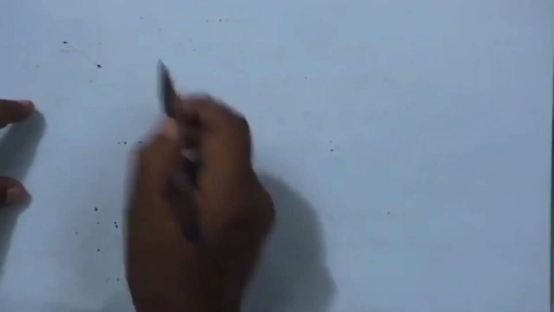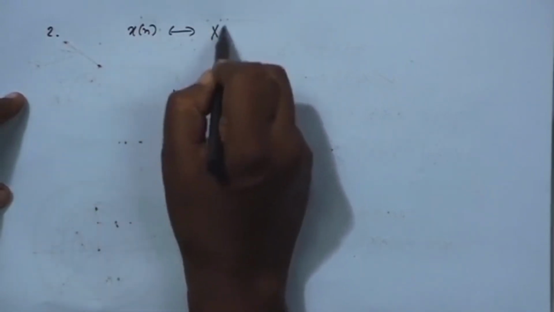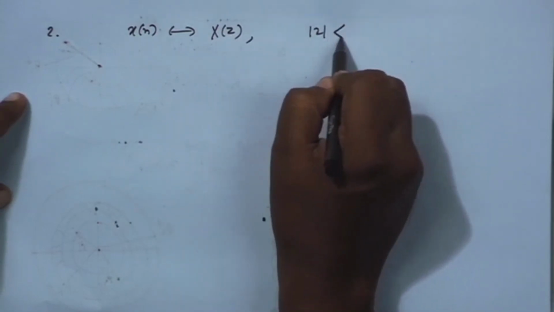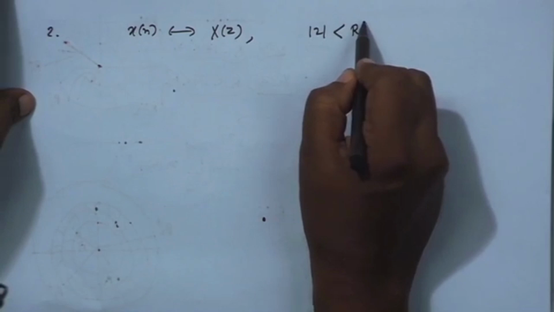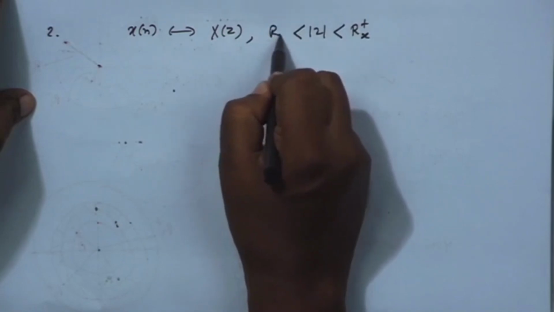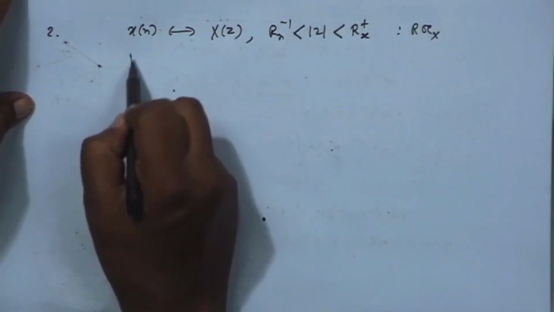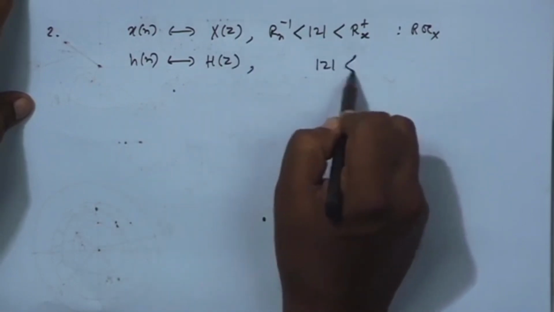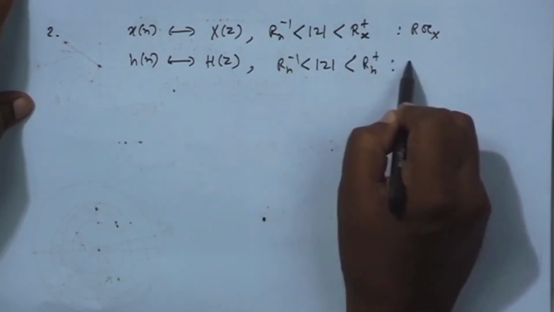Number 2, convolution. Suppose x(n) has got Z transform X(z), some ROC, or x plus or x minus. This I call ROC x for x(n), and there is another sequence h(n), its Z transform is H(z), its ROC is general ROC or h plus or h minus, which I call ROC for h.